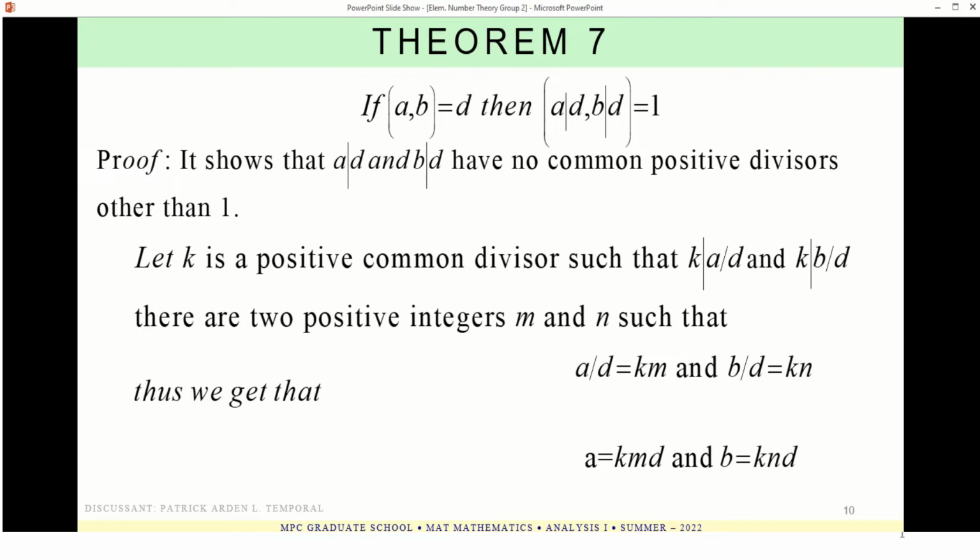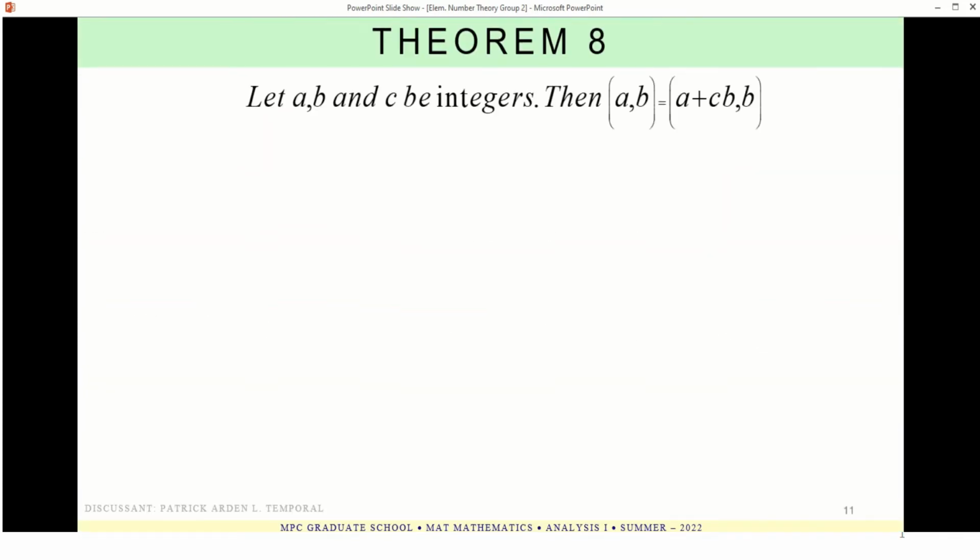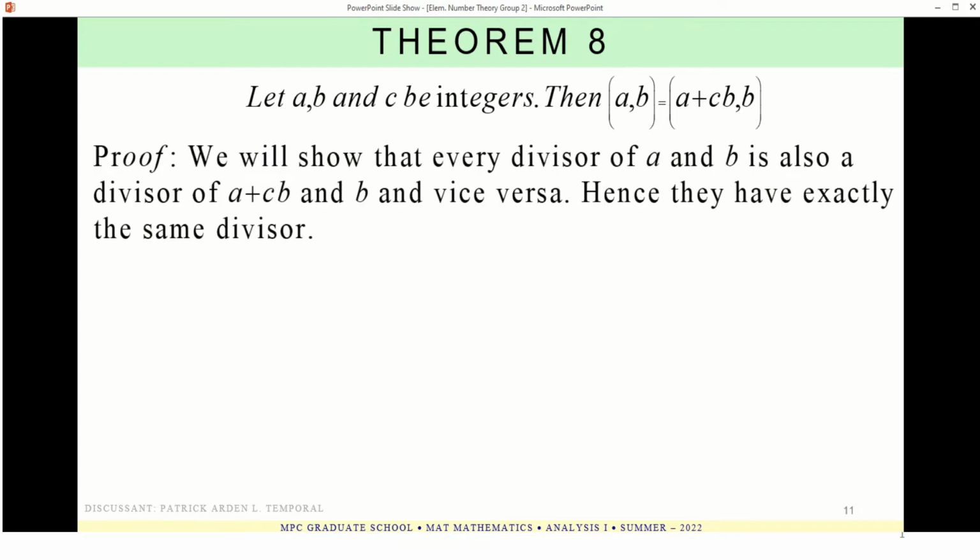The next theorem shows that the GCD of two integers does not change when we add a multiple of one of the two integers to the other. For theorem number 8, let a, b, and c be integers. Then (a, b) is equal to (a plus cb, b). We will show that every divisor of a and b is also a divisor of a plus cb and b, and vice versa. Hence, they have exactly the same divisors.